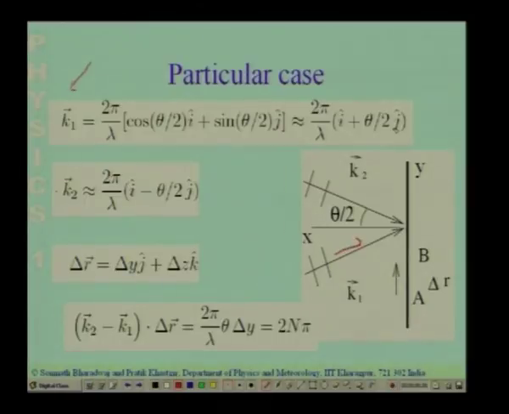Let us next look at the wave which is travelling downwards. So, let us look at this k2. The only difference between k1 and k2 is that the y component will have a negative sign. The x component will be exactly the same, which you can see from here. This is travelling along the plus x direction, so is this. The only difference is this is travelling downwards, negative y, whereas this is travelling upwards, positive y. So, the wave vector k2 is approximately 2 pi by lambda into i minus theta by 2 into j, where we have assumed that theta is very small.